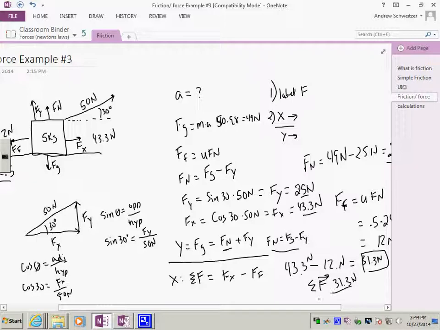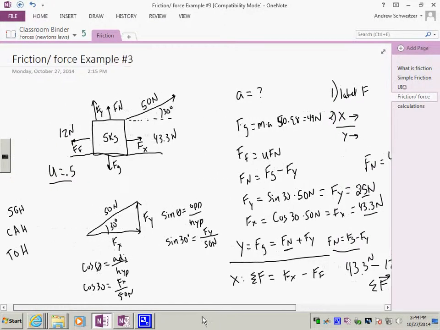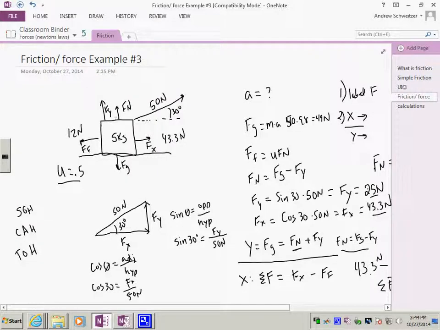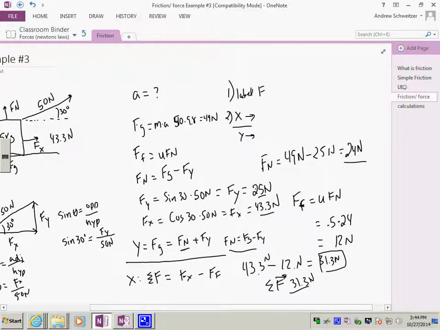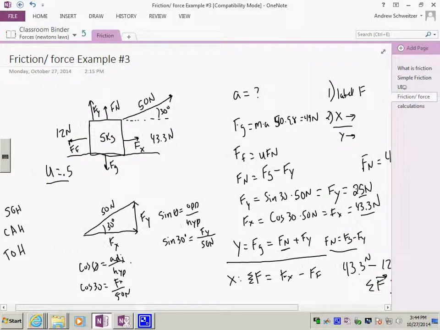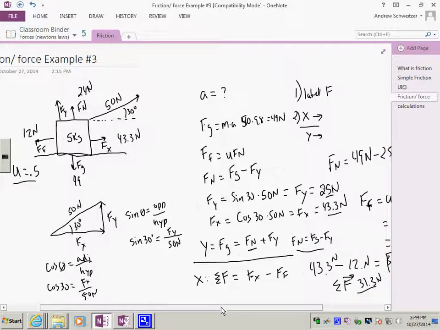Now that didn't answer our question yet, but just recap here. I have a force normal of 24 newtons, so I'll label this 24 newtons. The force of gravity is 49 newtons, and the force in the y direction is 25 newtons. Notice how these add up to this; they balance. This is 43 newtons, this is 12 newtons, so I have a net force in this direction of 31.3 newtons. So this box will be moving to the right.